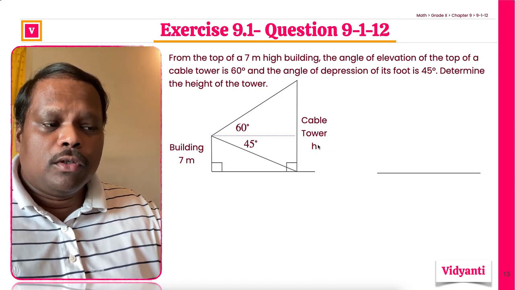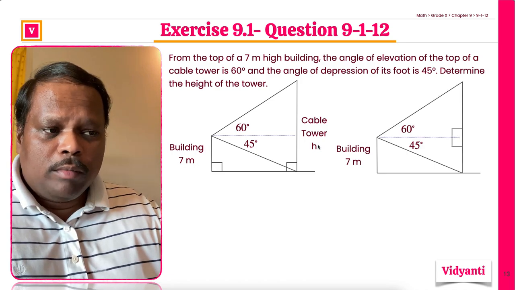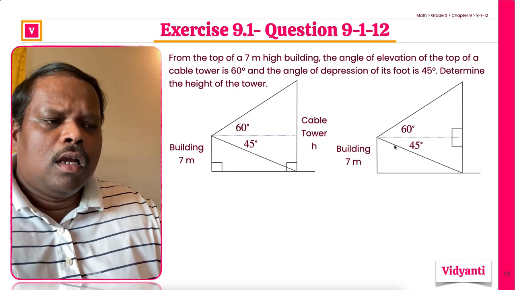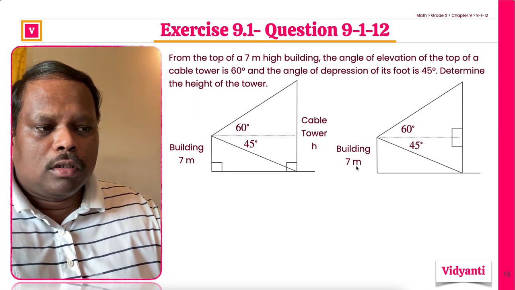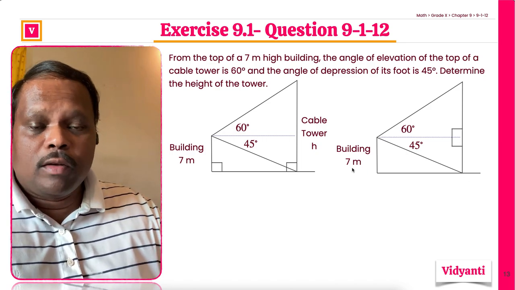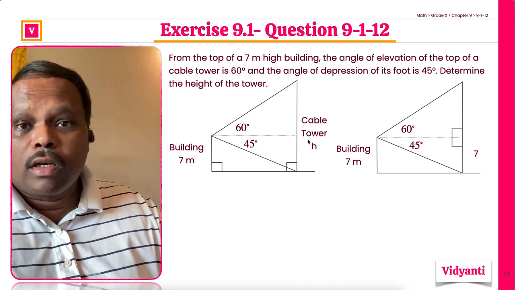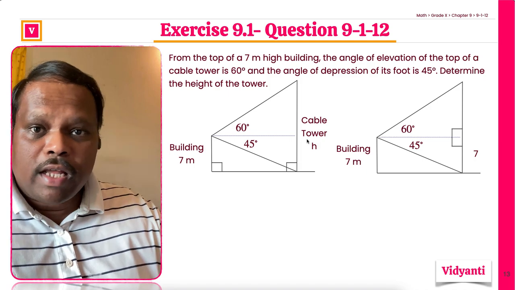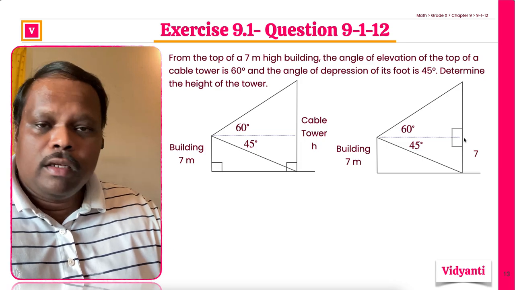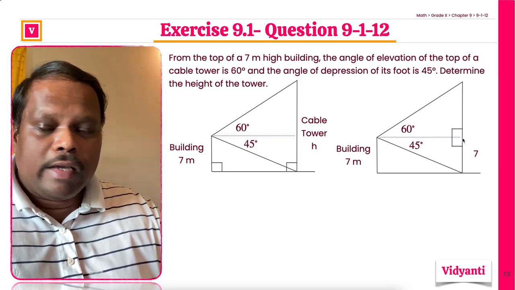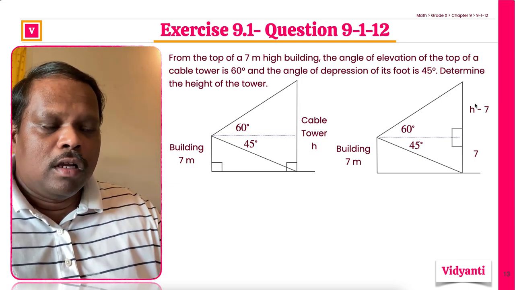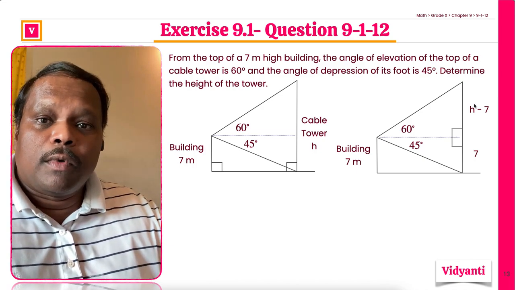So let's see. First, we are going to draw this diagram one more time because I need to break that distance h into two parts. Since this is a rectangle, I'm going to mark this part exactly the same as this part, the opposite side of a rectangle, which is 7 meters. The complete height of the cable tower was h, and out of that 7 was already taken, so the remaining distance from the eyesight level to the top of the cable tower is h minus 7. So now we have two triangles well defined.